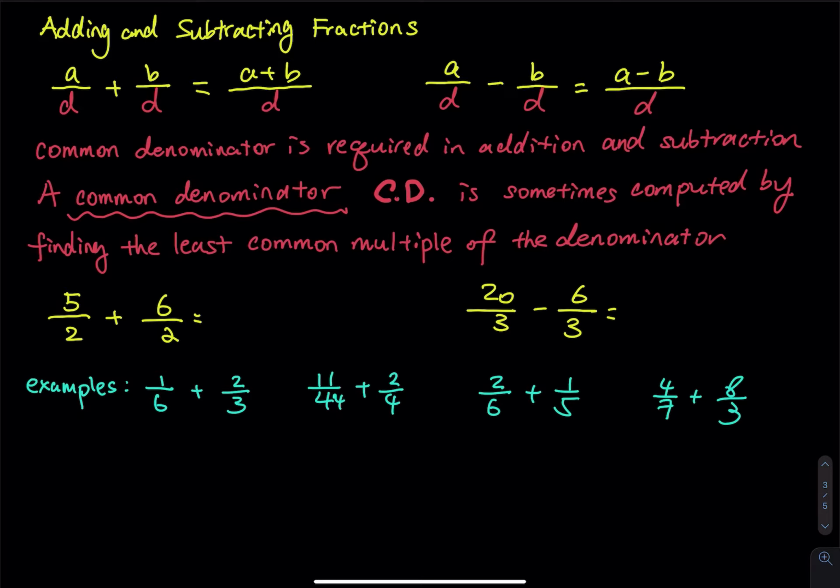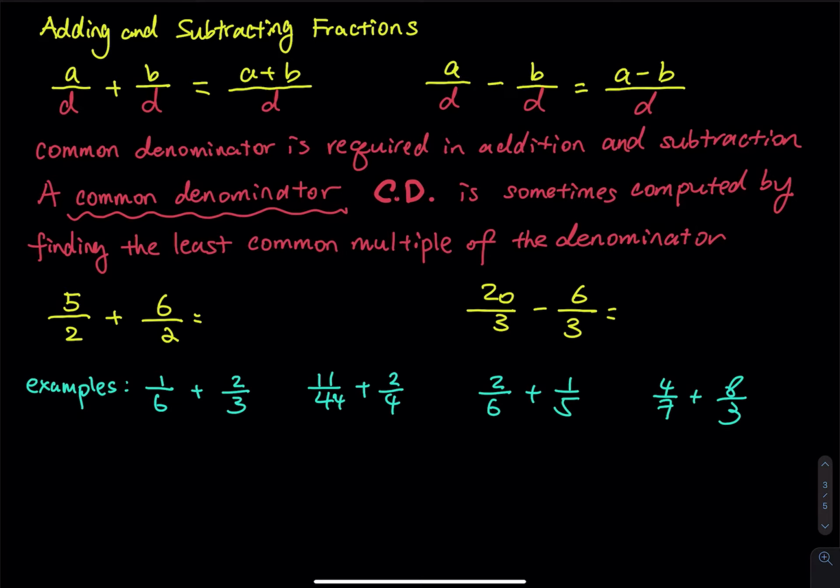Let me repeat myself. For a over d plus b over d, you check the denominators and make sure they are the same. If so, go ahead and add the numerators. For subtraction, same thing. Check the denominators, make sure they are the same, and then you can proceed to subtract the two numerators.